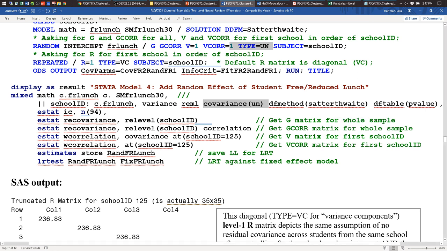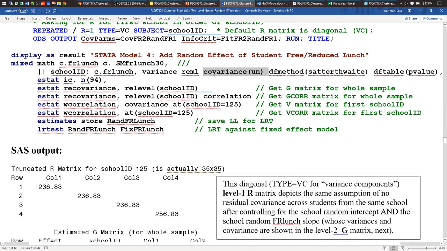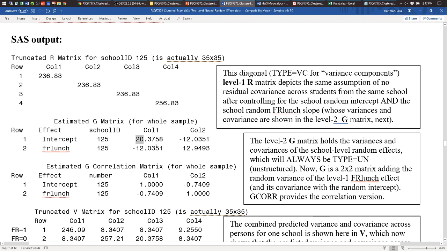And that is because that's the only thing that makes sense for a level 2 matrix. It's simply saying that the random intercept variance can be whatever it needs to be, the random slope variance can be whatever it needs to be, and the covariance can be whatever it needs to be, including not zero. The covariance is a function of where the intercept is too, so it's conditional.